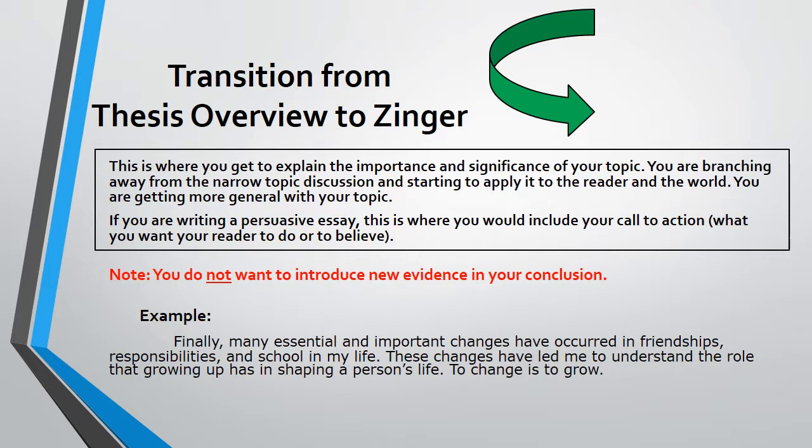An example of a transition from a thesis overview to zinger would be thesis overview. Finally, many essential and important changes have occurred in friendships, responsibility, and school in my life. Your transition would be, these changes have led me to understand the role that growing up has in shaping a person's life. To change is to grow. Remember, you want to stay away from introducing new evidence in your conclusion, as you should have already included important evidence and supporting details in your body paragraphs.